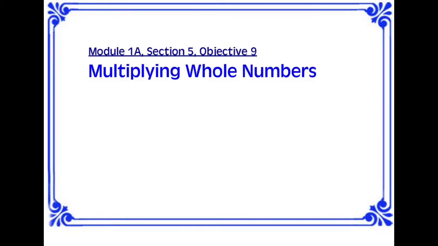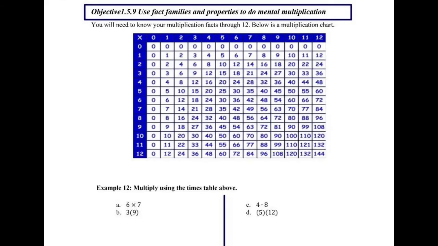Module 1, Section 5, Objective 9. And that says use fact families and properties to do mental multiplication. Okay, so what are fact families and fact properties?